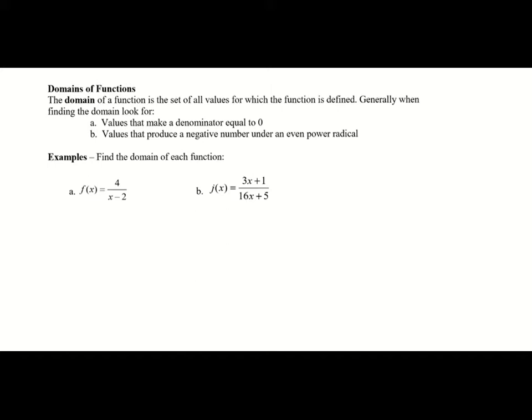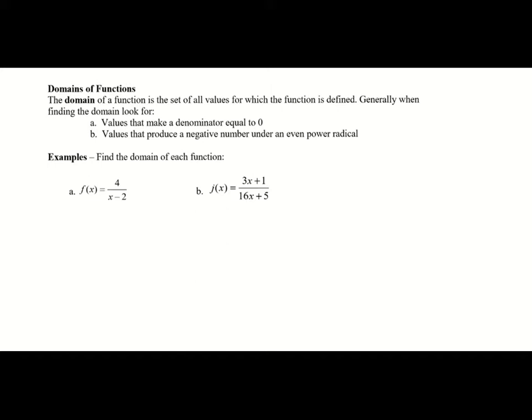And then also, if you have an even powered radical, like a square root or a fourth root, we can't have a negative number underneath that radical. So we would look at the equation under the radical to find what values for x would make it a negative number. And again, that's where the domain would be undefined.